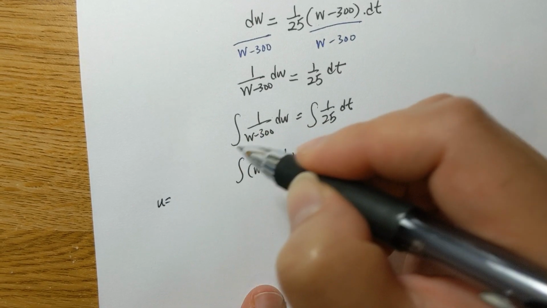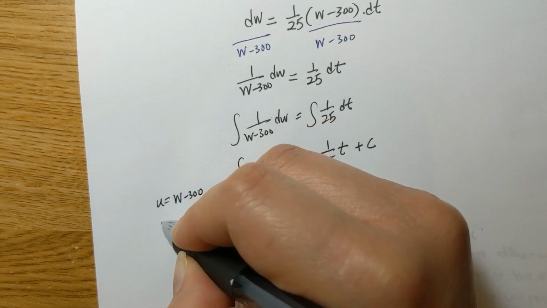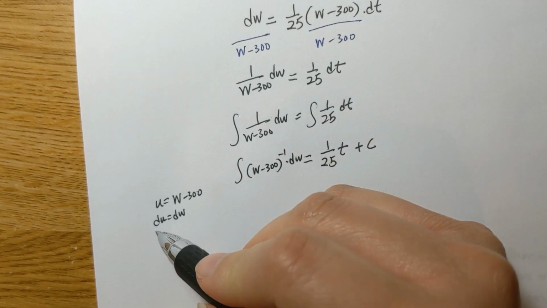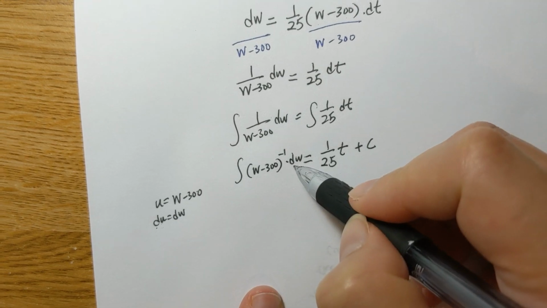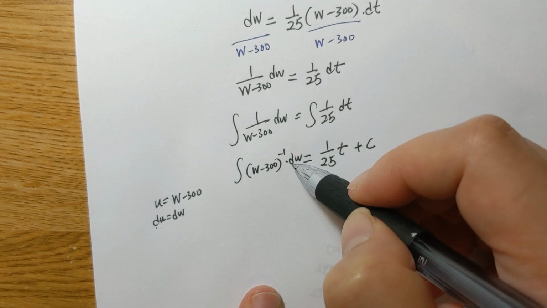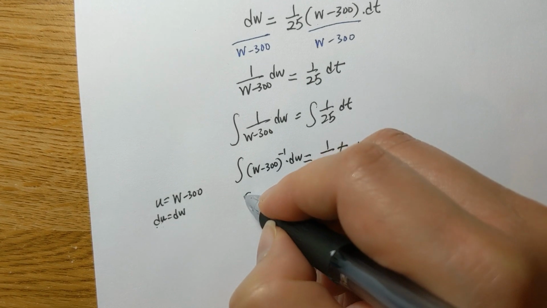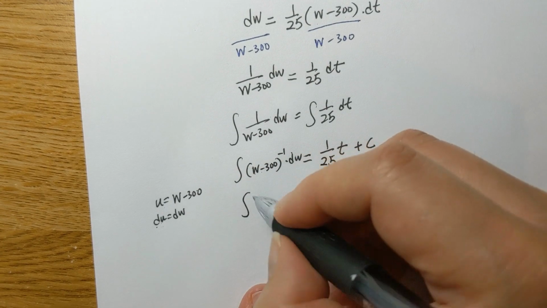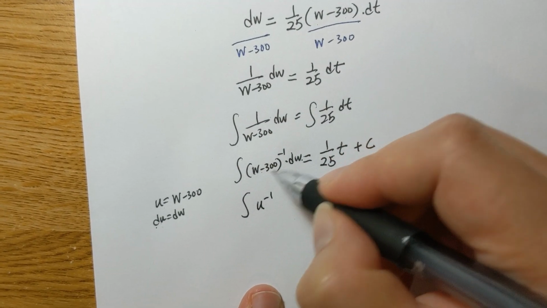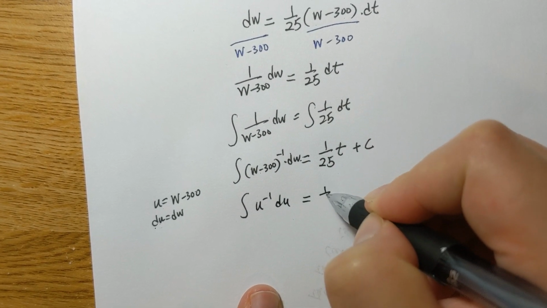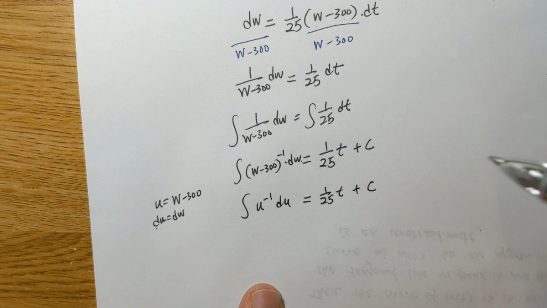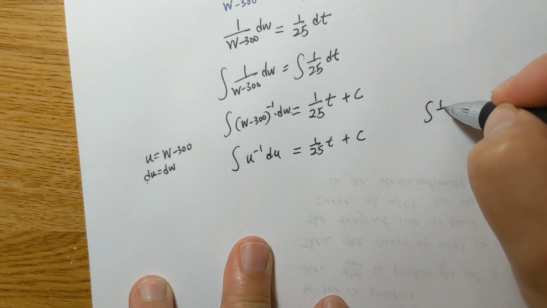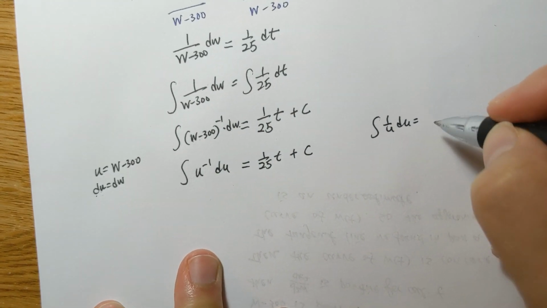I'm going to make u equal to W minus 300, du equal to dW minus 0. dW and du are the same, so now I don't need to multiply anything. I'm just going to change the variable. W minus 300 equals u, so u to the -1, and dW is du. And now we know that this is going to be 1/u, the entire derivative of this.